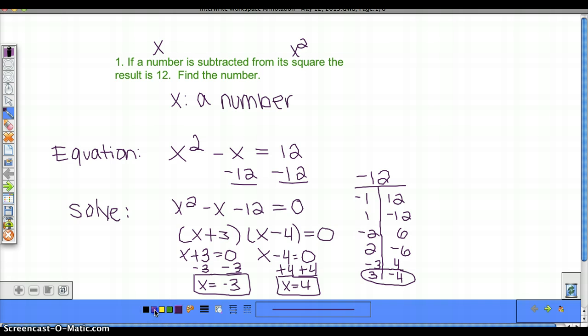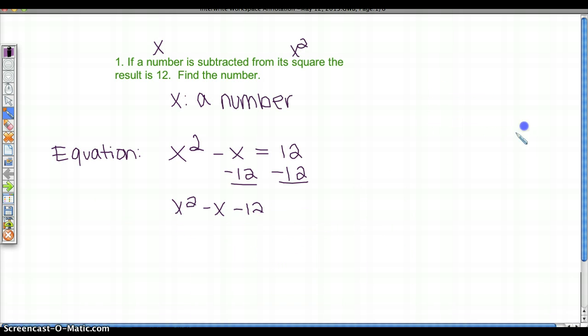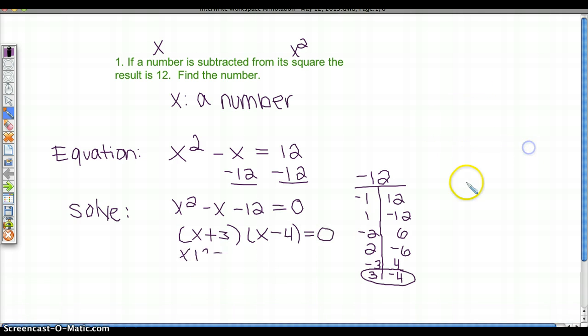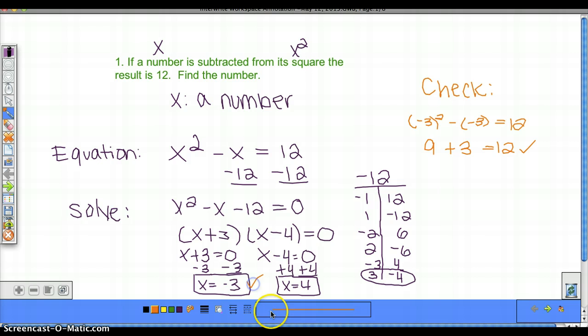If we were to check our answer, then if I square negative 3 and then subtract negative 3 from that, I should get 12. And here we have negative 3 squared is 9, minus negative 3 is the same thing as plus 3. And we know 9 plus 3 is 12. So the negative 3 does work.